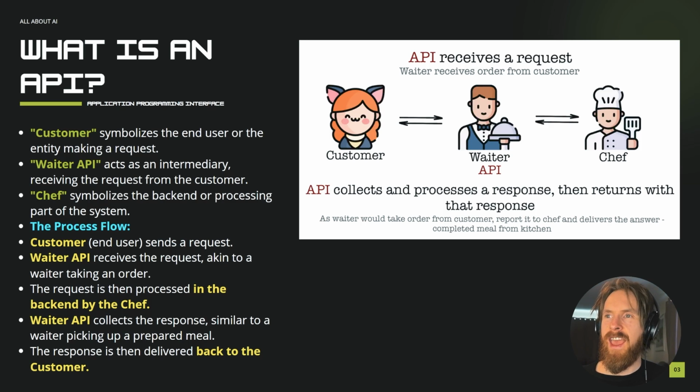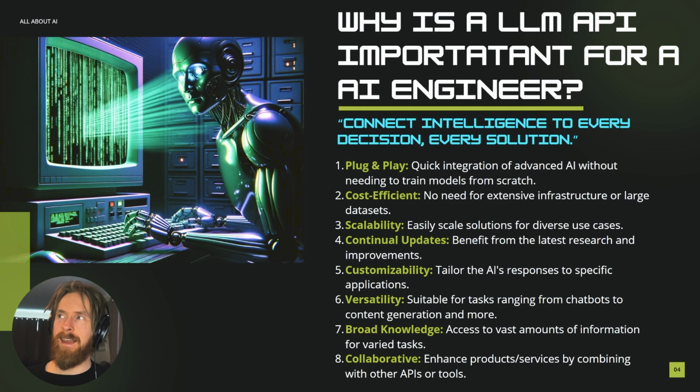because a lot of things we're gonna do have to be put up with APIs, because you can't really run GPT-4 on your computer, right? So we have to do it through an API. You could run Llama or other open source LLMs on your computer, but for most people, I think an API is the best way. So why is an LLM API important for an AI engineer?